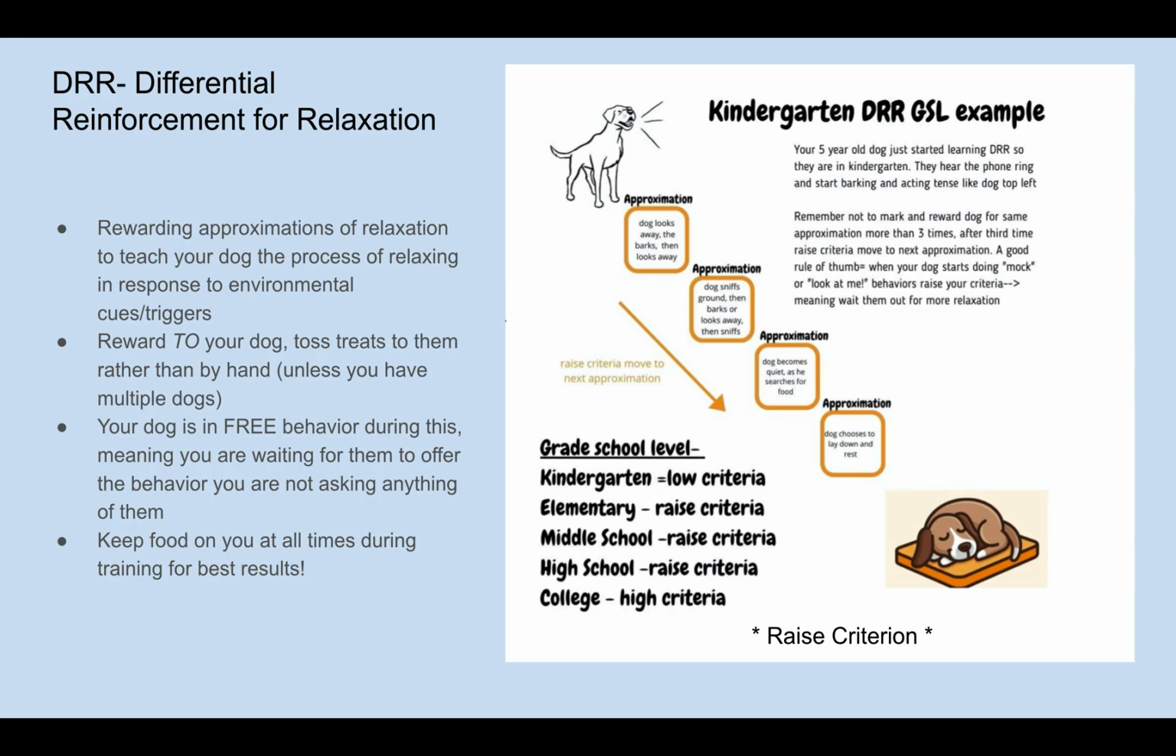In most cases, you're going to be rewarding to your dog. So let's say your dog relaxes a little bit, you mark yes. You're going to toss treats to them. And usually you're going to toss them, especially in the beginning, a couple. So that's why I like Happy Howies, because you can cut them up really small. Because eating and consuming food helps our dogs relax.